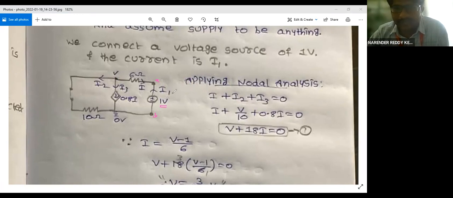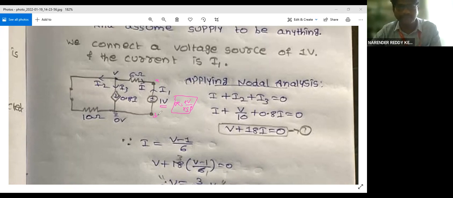What happens if I use a 10 volt source? The current increases 10 times. That doesn't matter, right? Because the value of resistance is going to remain the same with the ratio of V by I. If I increase the value of V, the current also increases proportionally, because the circuits are linear and scalable. That's the property we studied, homogeneity. So there is no problem even if I assume 1 volt or 10 volts. Is that clear?